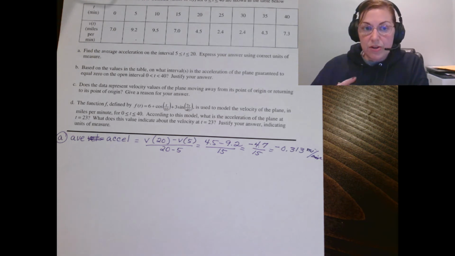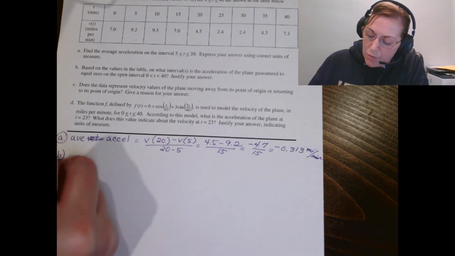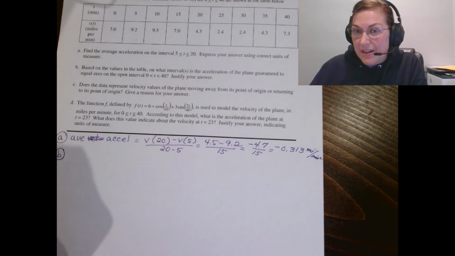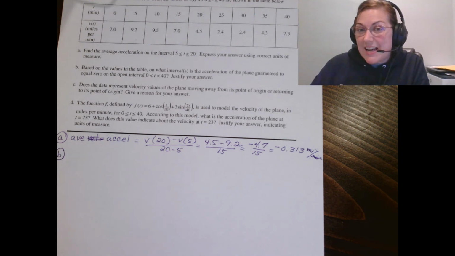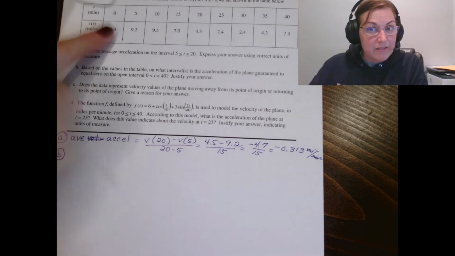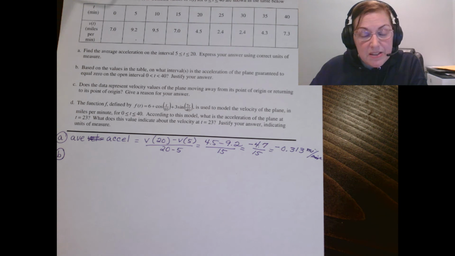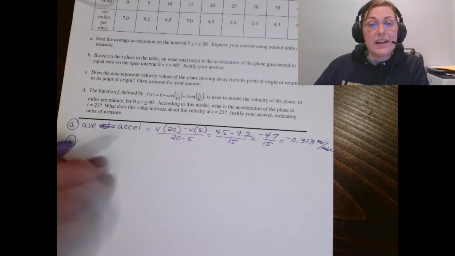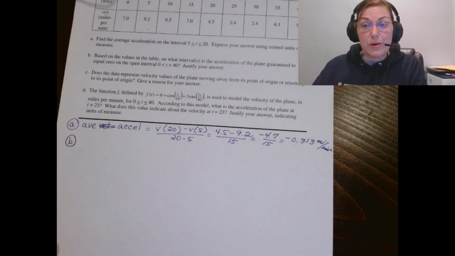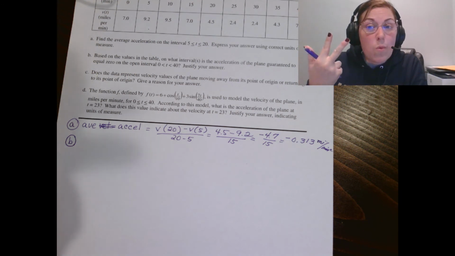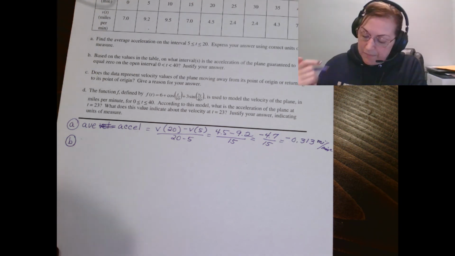All right, so look at B. B's asking you, where is the acceleration guaranteed to be equal to 0? Friends, this is asking you, where is the derivative of the velocity guaranteed to be 0? This is Rolle's theorem. Rolle's theorem guarantees us that the derivative will equal 0 if the function's continuous, the function's differentiable, and the y values are equal to each other.